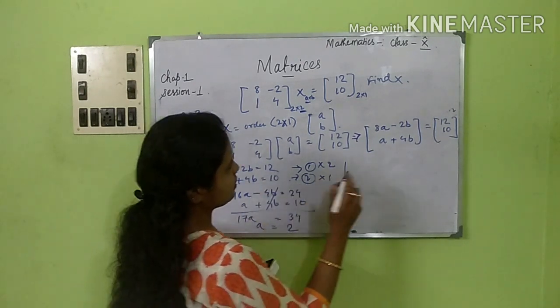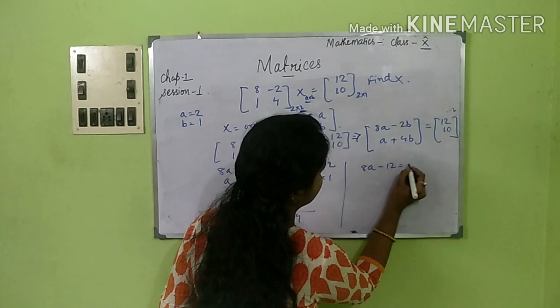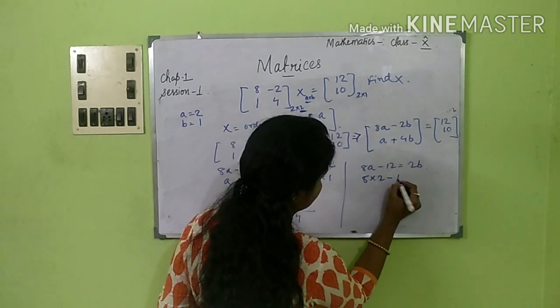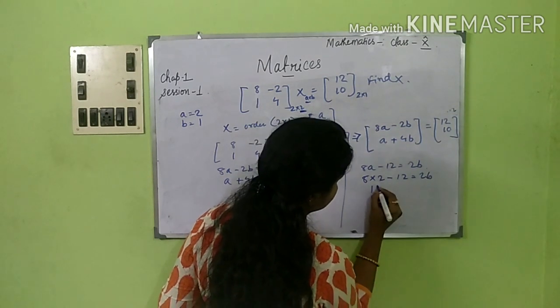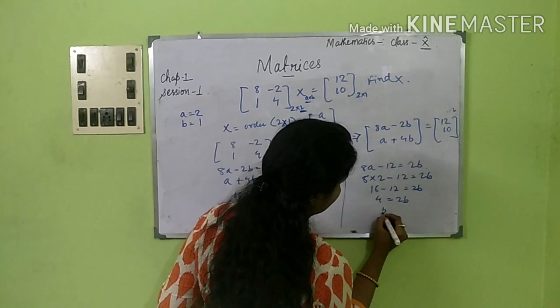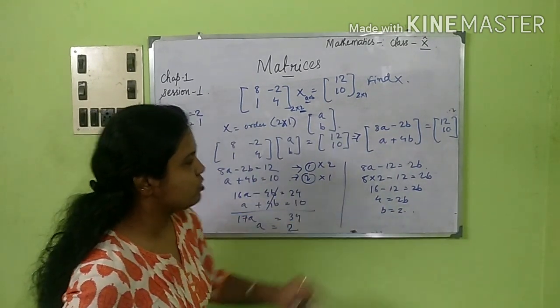B we are getting, okay, so 8A minus 12, that is equal to 2B. So A we have got as 2, 16 minus 12 is equal to 2B. 4 equal to 2B. So B is equal to 2 again. So that means A's value is 2, B's value is also 2.